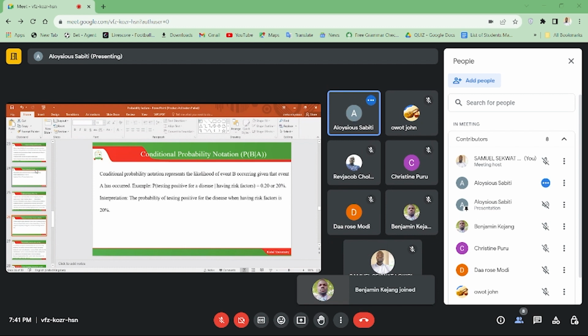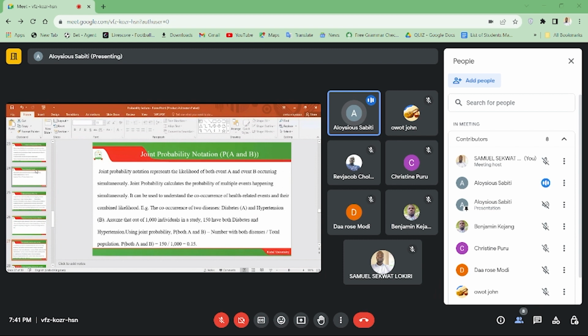Then there's joint probability notation, where we look at the probability of A and B. Joint probability notation represents the likelihood of both events occurring, meaning event A and B can occur simultaneously. A and B, or B and A. So joint, happening simultaneously, and they are combined likelihoods.